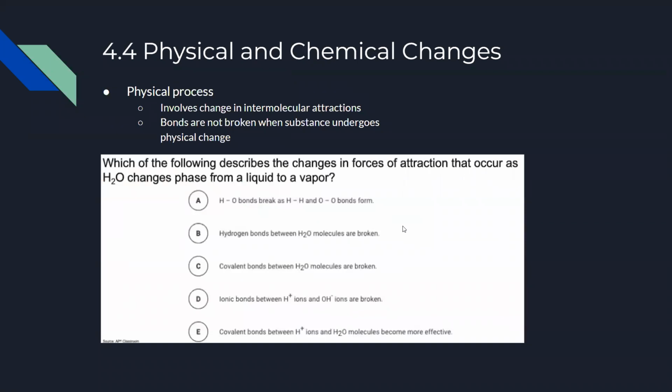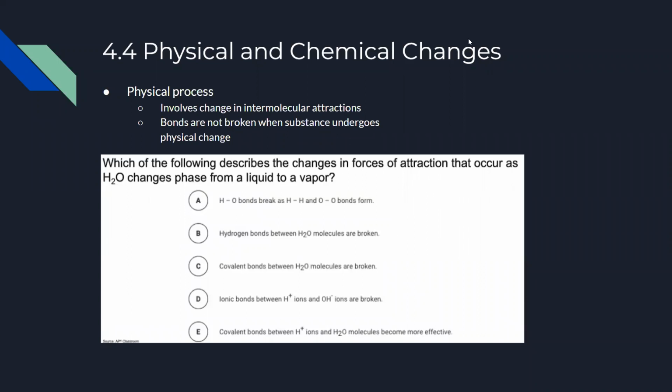A physical process is when you involve a change in intermolecular attractions, but bonds are not broken when the substance undergoes a physical change. Like in the previous units, a physical change is when it changes phase or changes color or something like that. So let's try this problem: which of the following describes the changes in forces of attraction that occur as water changes phase from a liquid to a vapor.